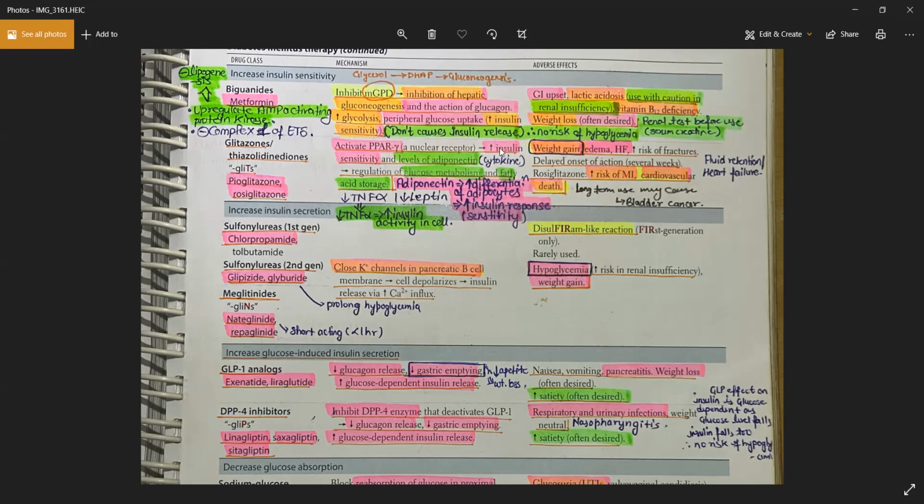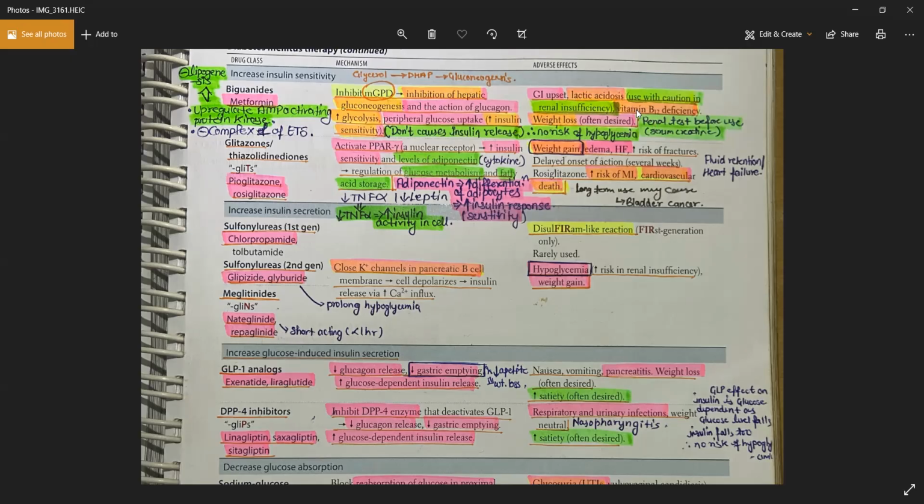Side effects are very important. The most common one is GI upset. Most of the patients who take metformin stop the therapy because of nausea, vomiting, and diarrhea. In patients with renal insufficiency, metformin can cause lactic acidosis, and that's why you always need to do the renal function test first before prescribing metformin. It is a very important thing. For that, you will check the creatinine level of the patient.